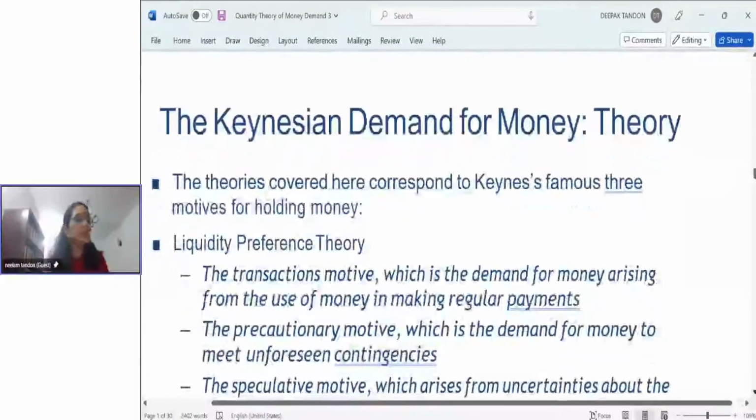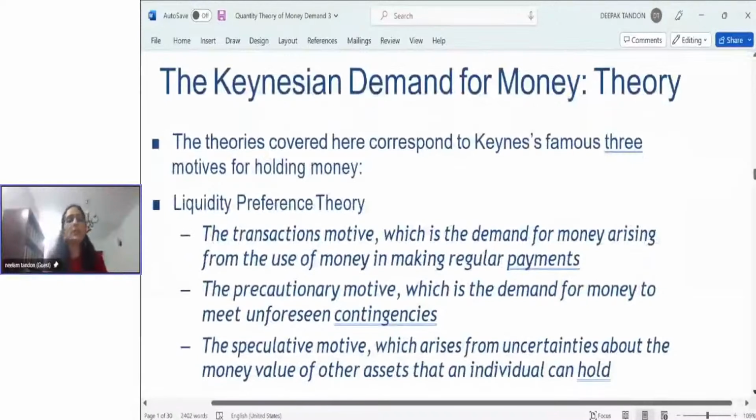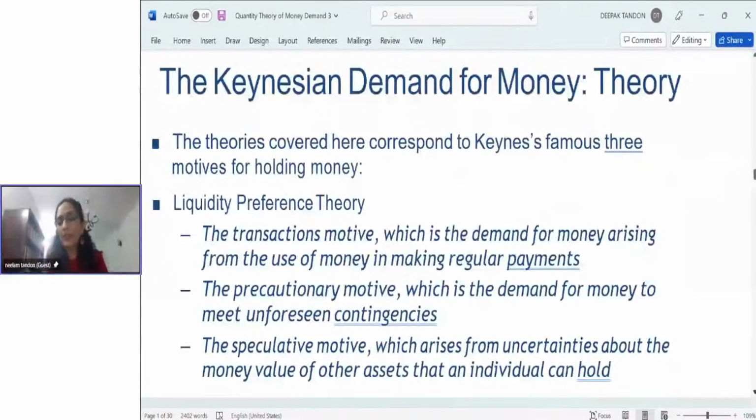Now, the next theory, which is very, very important to understand, is Keynes theory, demand for money. And Keynes, you know, is considered the father of macroeconomics. You are not new to economics. You know that Keynes had written a book, Theory of Employment, Interest and Money. Yes? And he's also considered the father of macroeconomics.